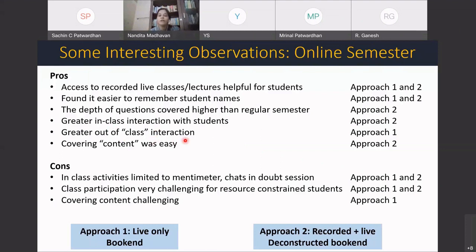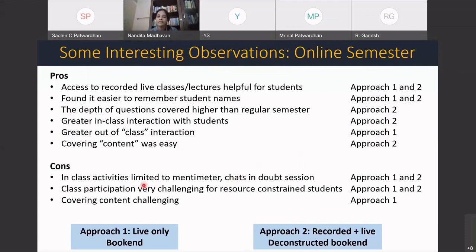There was greater out of class interaction in approach one, and this was mainly TA driven and also driven by me on Moodle. Covering content was easy. Because of the pre-recorded lectures, covering content was easy and we could just focus on the activity sessions to go into a little more depth of the content and actually do stuff with the content.